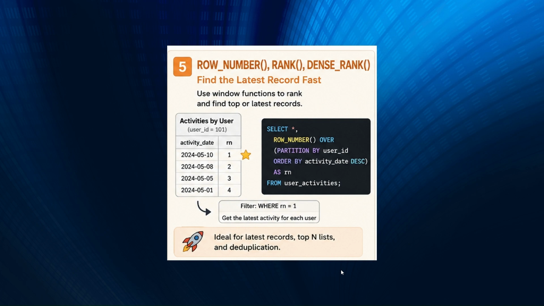Let's see an example. SELECT *, ROW_NUMBER() OVER (PARTITION BY user_id ORDER BY activity_date DESC) AS rn FROM user_activities. What happens here? SQL groups rows by user, orders activities by latest date, and gives row number 1 to the newest record. Then you simply filter where rn equals 1. Done. This is fast, clean, and professional.